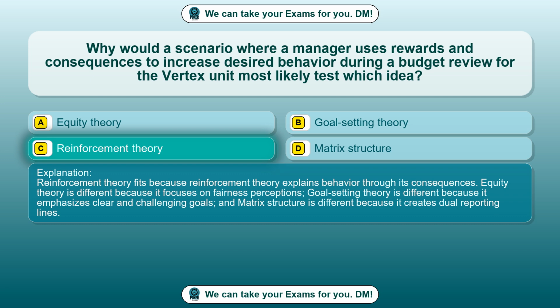Reinforcement theory fits because reinforcement theory explains behavior through its consequences. Equity theory is different because it focuses on fairness perceptions, goal-setting theory is different because it emphasizes clear and challenging goals, and matrix structure is different because it creates dual reporting lines.